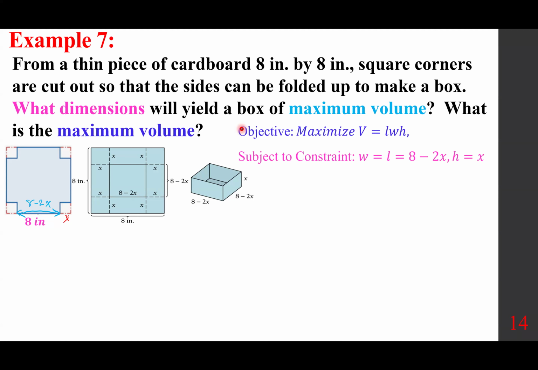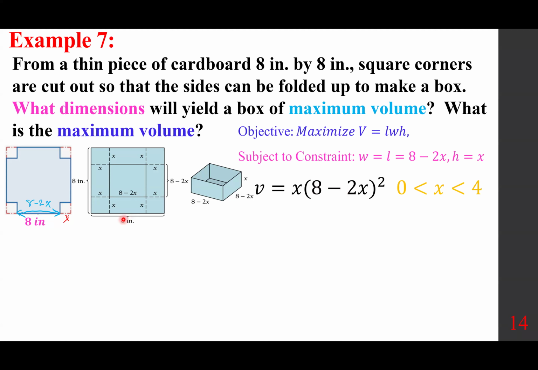So the volume is the length times the width times the height. So x times (8 minus 2x) quantity squared. What could x be? x must be positive, and it must be less than 4. Why is that? If you set this equal to 0, you get 4. Has to be less than that.